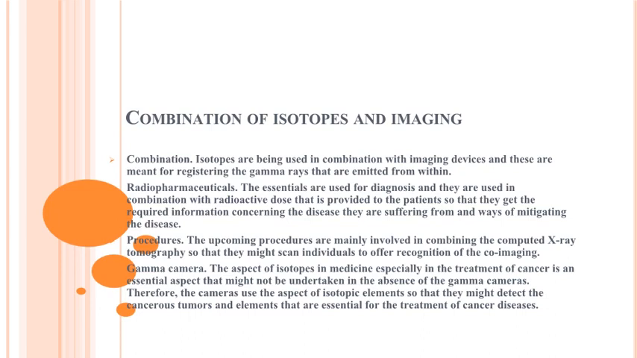Notable procedures have to be followed, and the aspect is related to the upcoming procedures that are mainly involved in combining computed X-ray tomography so that they might scan individuals to offer recognition of the co-imaging. The aspect is also related to the instance of the gamma cameras. In this case, the use of isotopes in medicine, especially in the treatment of cancer, is an essential aspect that might not be undertaken in the absence of the gamma cameras. Therefore, the cameras use isotopic elements so that they might detect the cancerous tumors and elements that are essential for the treatment of cancer diseases.